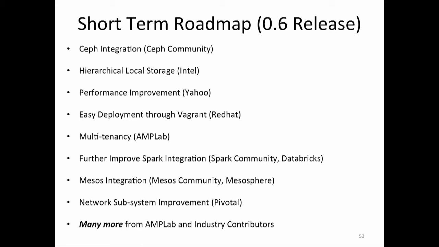So for example, the Ceph community is working on the Ceph integration, and Intel is leading hierarchical local storage, and Yahoo is working on performance improvement, and Red Hat is working on easy deployment in many different environments, even our local machine as a cluster. And then in the AMPLab, we are working on many things. One example is multi-tenancy. And Databricks is working on further improving integration with Spark. Mesosphere is doing the Mesos integration, and Pivotal is improving the network subsystem. And there are many more from us and our industry contributors.